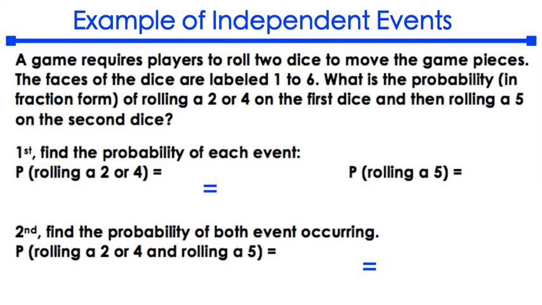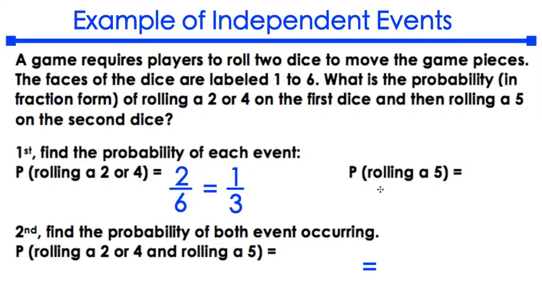So a dice only has 6 sides. How many of those 6 sides occupy either a 2 or a 4? Hopefully you're thinking 2 out of 6. And remember to always reduce the fraction. So 1/3 is the probability of rolling a 2 or a 4, which is considered event A.